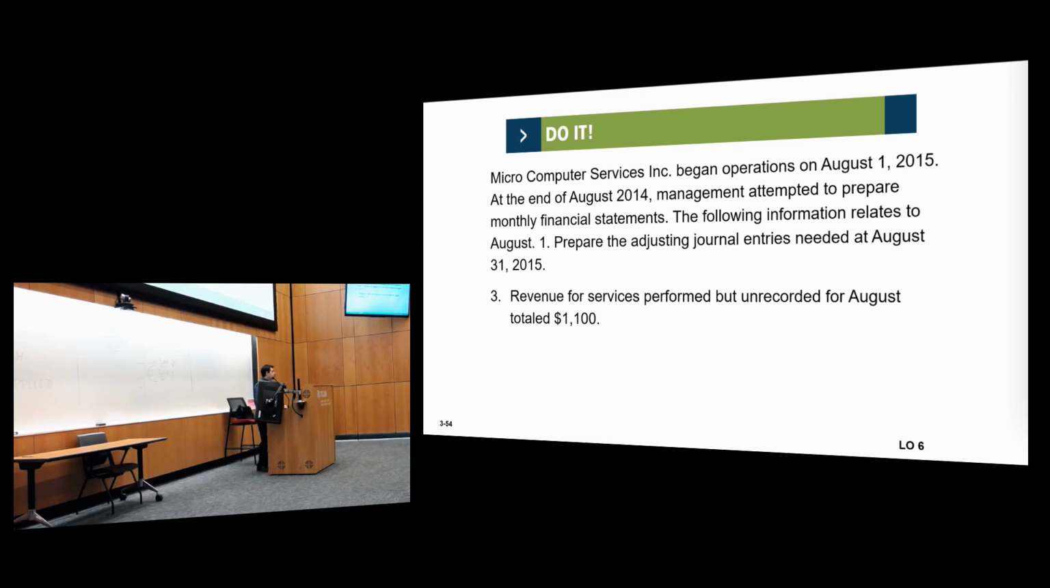So you credit the revenue to increase revenue, and you debit an asset. In this case, which asset specifically? Accounts receivable, because the company did not receive the cash. So accounts receivable is debited 1,100. Service revenue is credited 1,100. Any questions? Okay.